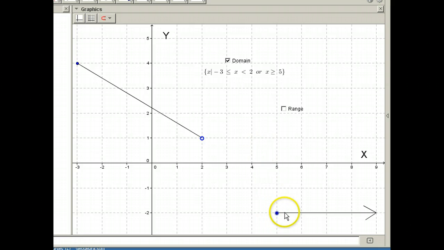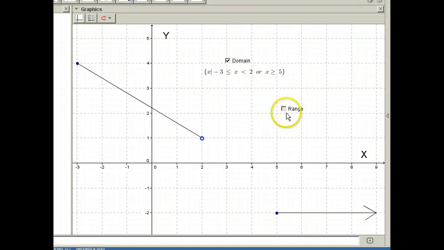Now we notice that we have more of the function down here, and that x can also take on the values 5, 6, 7, and so on, continuing to infinity. So the domain also includes x greater than or equal to 5. So this domain is made up of two parts, and this set notation correctly describes the entire domain of this function.